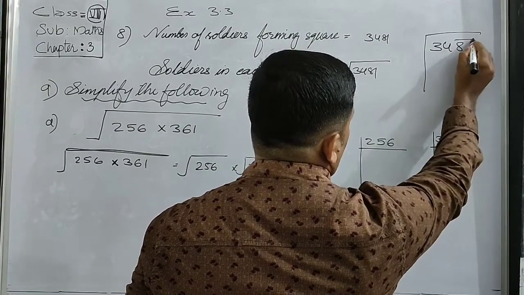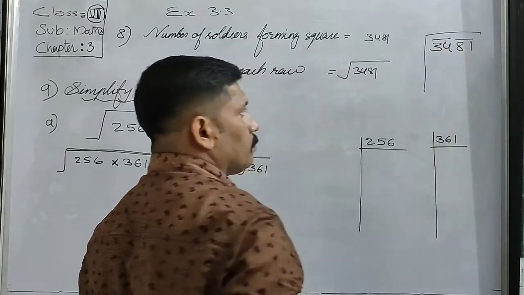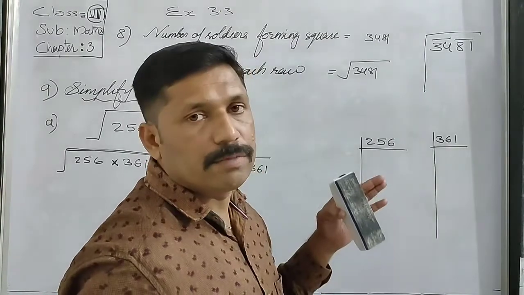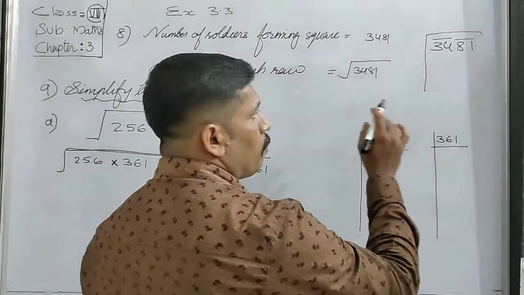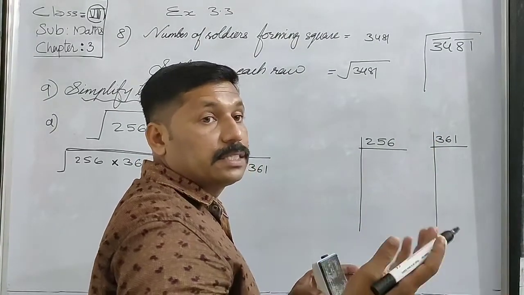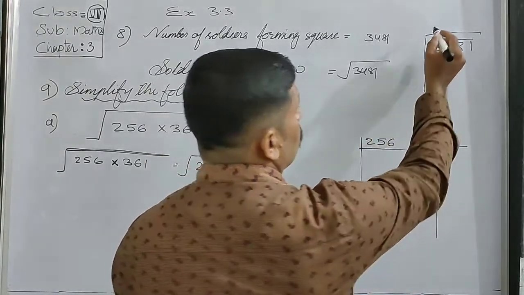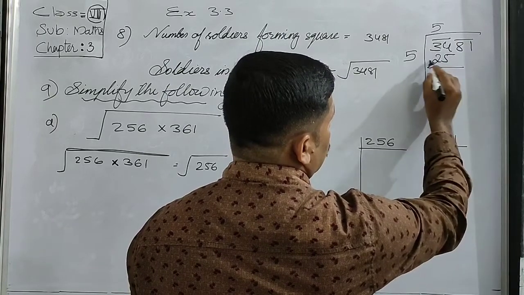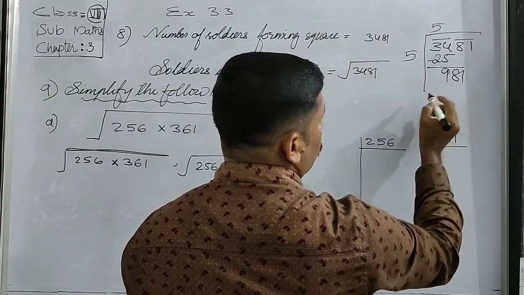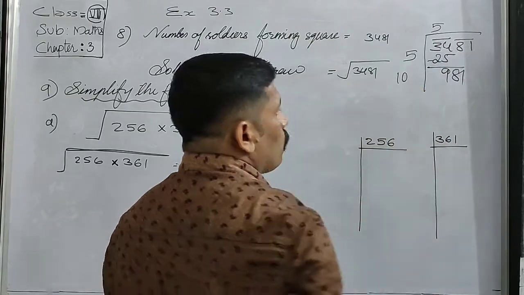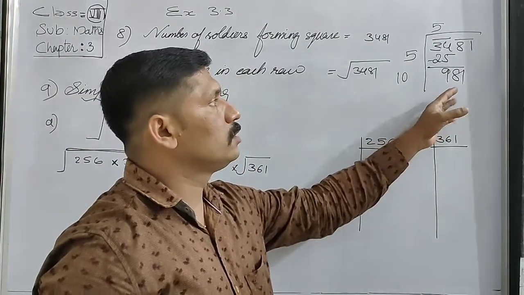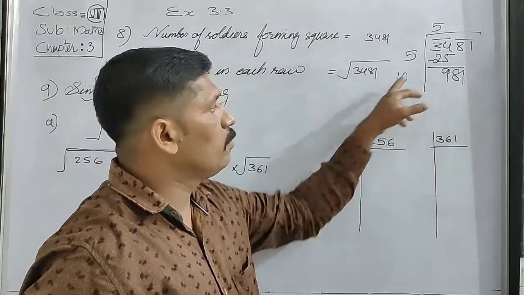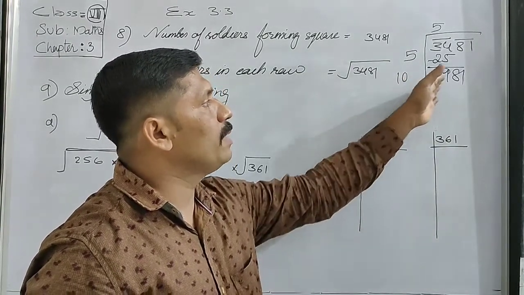3481. So first group I have taken. Here you can see 34, the perfect square less than or equal to 34. 4 4s are 16, 5 5s are 25, 6 6s are 36, but it is 34 only. So we take 5, 5 5s are 25. Then subtract, 9, 81. Then double of this, 10. As the last digit is 1, there are two chances, one is 9 or another is 1. If I write 1 here, then 101 into 1 means 101 only.